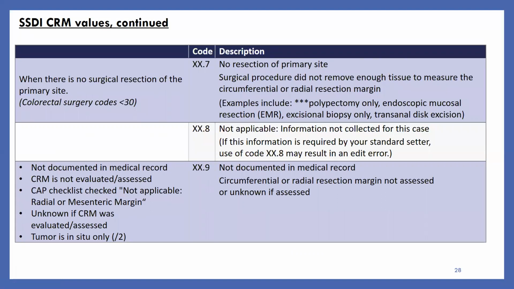A lot of times the physicians were stating that the patient had a polypectomy. The pathologists were documenting the radial margin on the polypectomy. However, for purposes of this field, the CRM data item, the polypectomy will no longer be coded as a surgical resection. So keep that in mind.